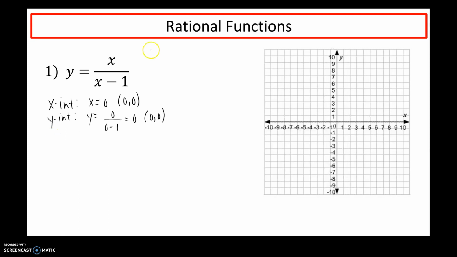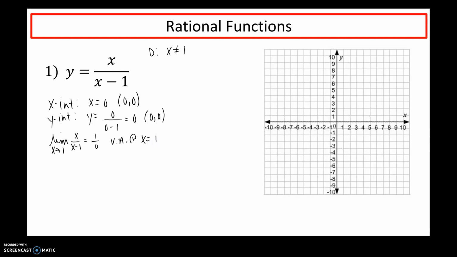Next, domain restrictions. So I should actually start here. My domain, it's already in factored form, so I know that x can't equal 1. Okay, so since my domain restriction is 1, if we were to attempt to find the limit as x approaches 1 of our function, it would give me number over 0. So I know that this domain restriction will be a vertical asymptote.